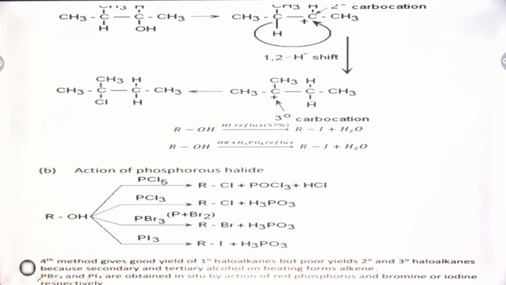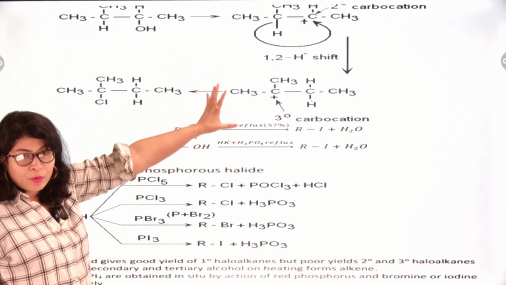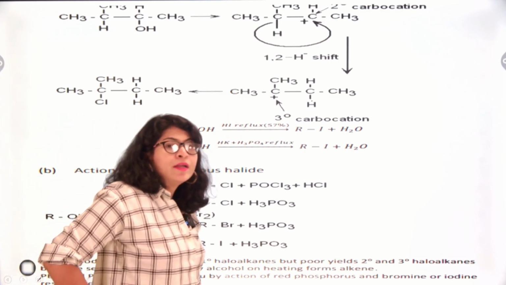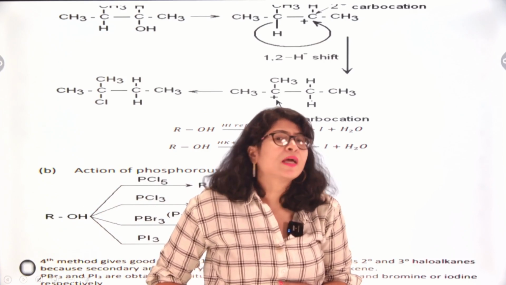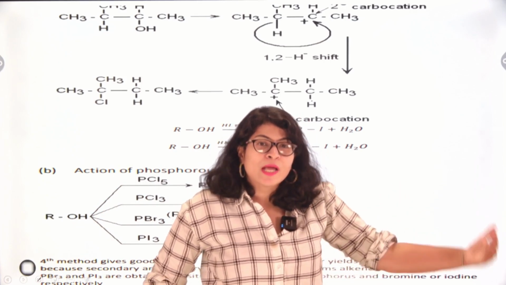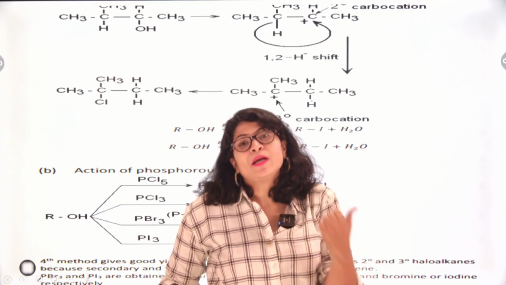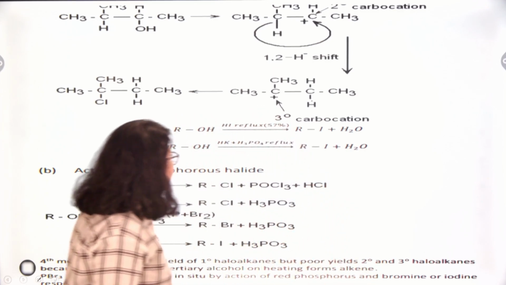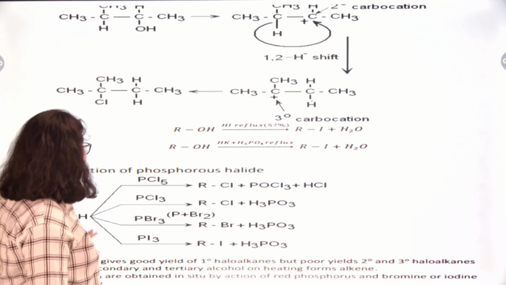So here, if I see what is the mechanism, I have already told you the result, formation of carbocation. And if there are any other factors which lead to stability of carbocation, like hydride shift or methyl shift, we have to go for that first. We have to stabilize our carbocation, then we will go for nucleophilic attack. Okay. And the second is from phosphorus halides. These are some direct reactions you have to remember.